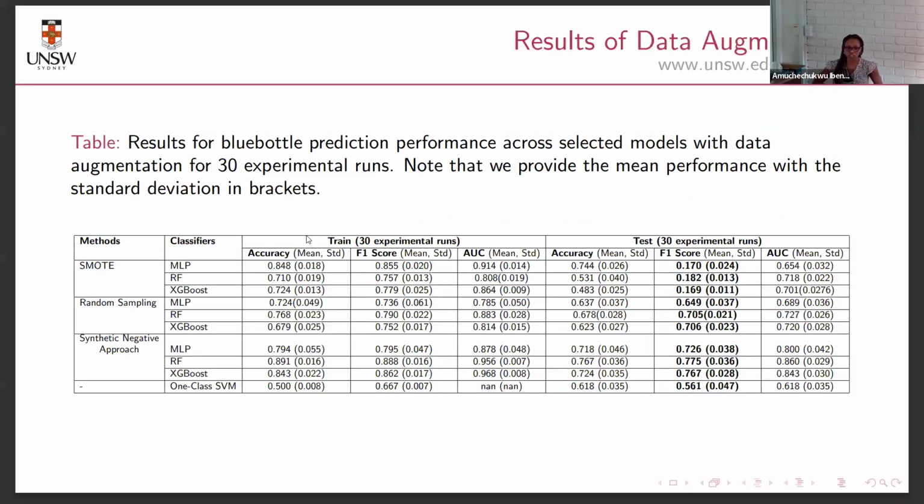Now, after applying SMOTE, SMOTE was able to balance the data sets, but SMOTE did not improve the result. When we look at the F-score, it was 0.17. Not much improvement. It only improved a little bit.